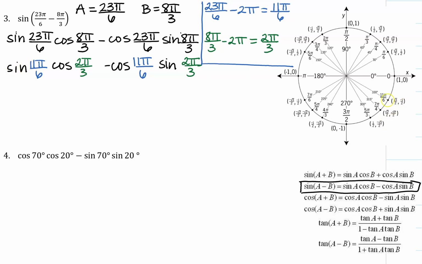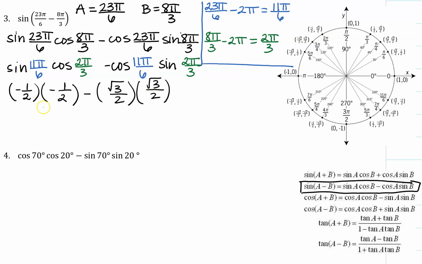Sine of 11 pi over 6 is equal to negative 1/2, that's the y-coordinate at 11 pi over 6. Cosine of 2 pi over 3 is also equal to negative 1/2. That is the x-coordinate at 2 pi over 3. And then we are subtracting. Cosine of 11 pi over 6 is equal to a positive root 3 over 2. And sine of 2 pi over 3, the y-coordinate at 2 pi over 3, is also equal to a positive root 3 over 2.